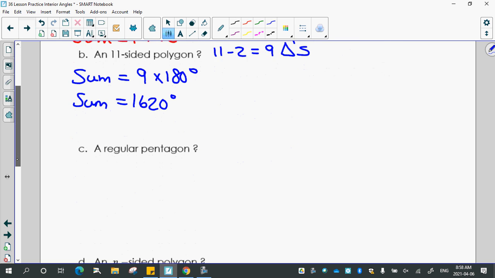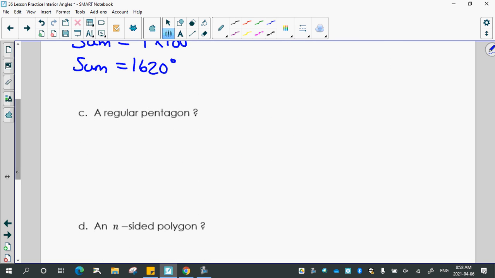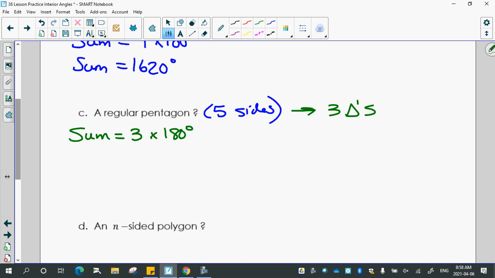And C, a regular pentagon. Does anyone know how many sides a pentagon has? Asha? 5 sides? So that means if it's got 5 sides, it's got 3 triangles, 5 minus 2. So the sum of the angles in a pentagon is 3 times 180 degrees, which is 540 degrees.